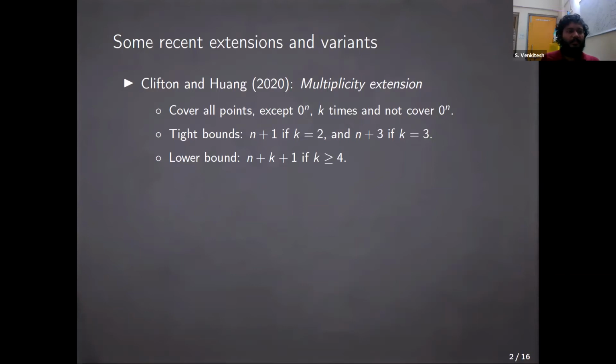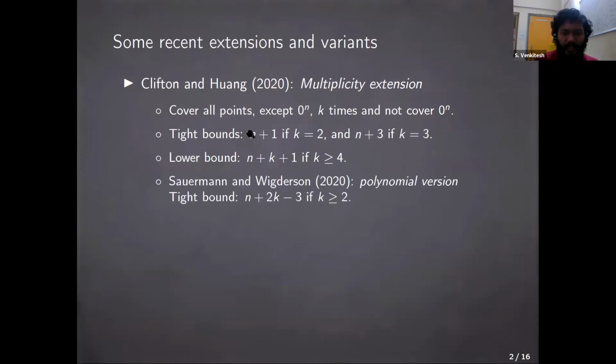Okay, so you have a family of hyperplanes, and covering k times means every point must belong to at least k of the hyperplanes in the family. So cover every point except the origin k times and do not cover the origin at all. So this is the multiplicity version. And they gave tight bounds of n plus 1 when the multiplicity is 2 and n plus 3 when the multiplicity is 3. But from 4 onwards, they only have a lower bound of n plus k plus 1, and we don't know if it's tight. In fact, the configurations that we can construct are quite far away from n plus k plus 1, so there is a gap that we do not understand.